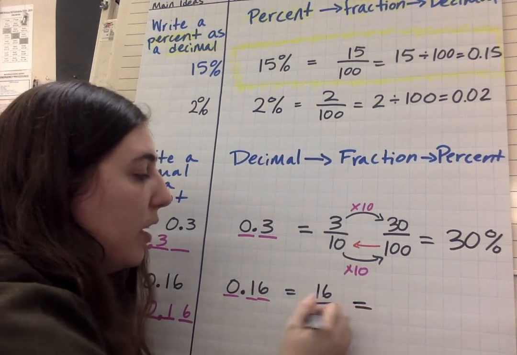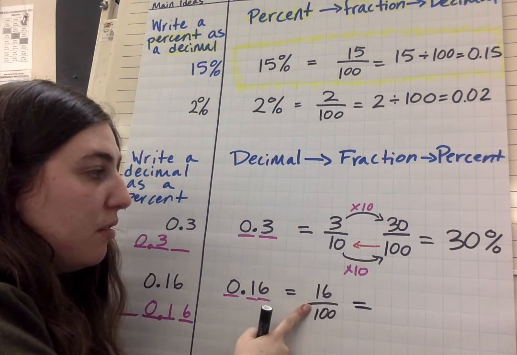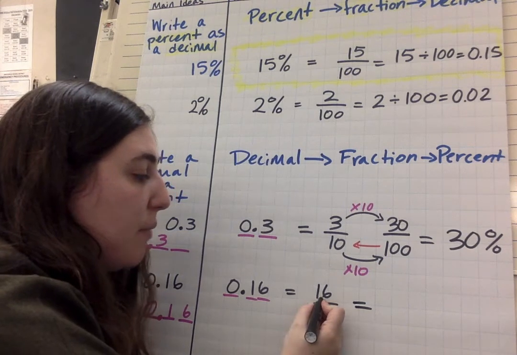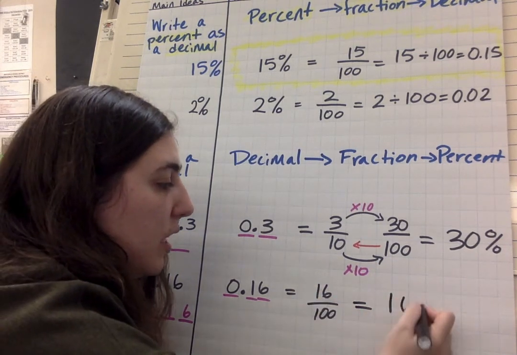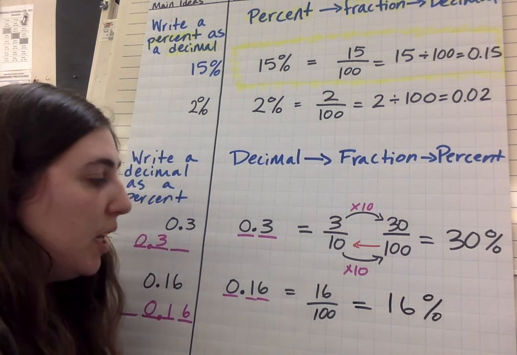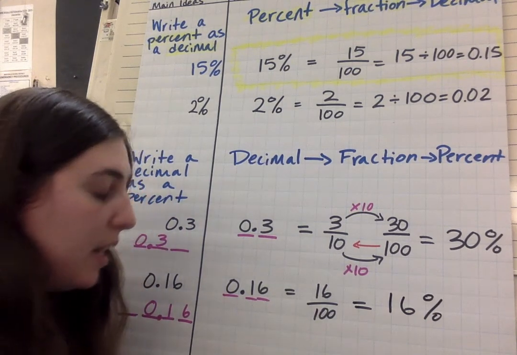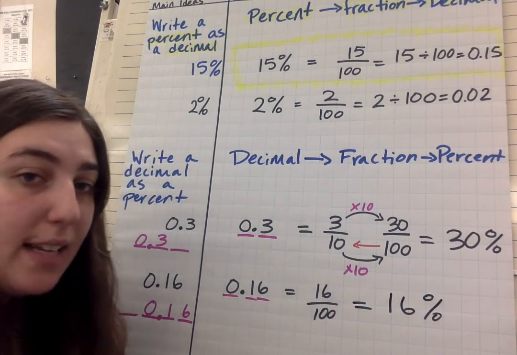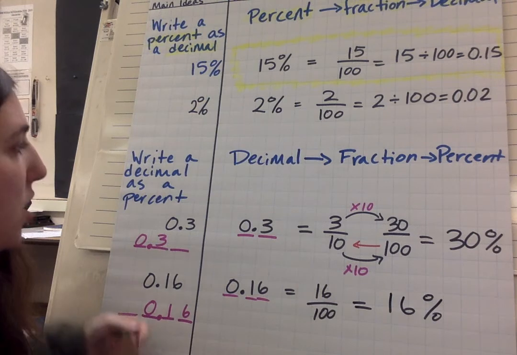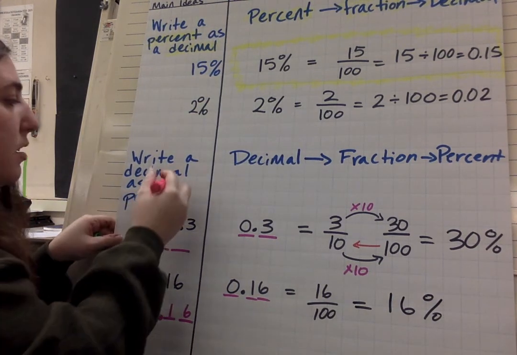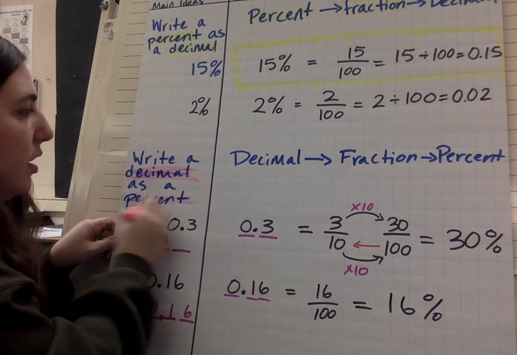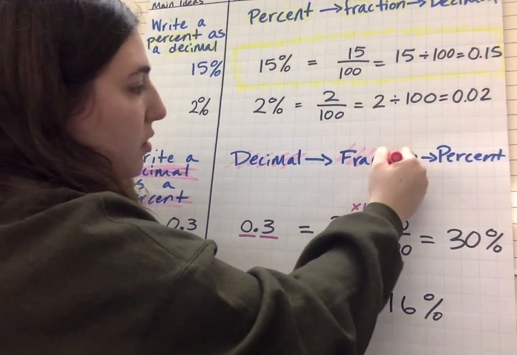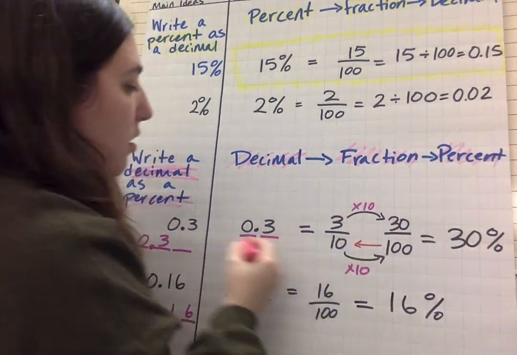Now I just need to write this fraction as a percent. So I'm going to take this number and write a percent symbol next to it, because 16 out of 100 is the same as saying 16%. Alright everybody, so that was our last strategy for writing a decimal as a percent. I'm just going to highlight a few things here. Decimal as a percent: we went from decimal to fraction to percent.